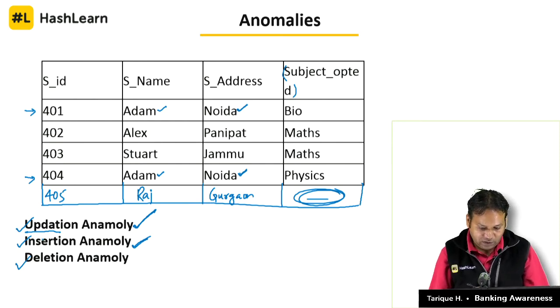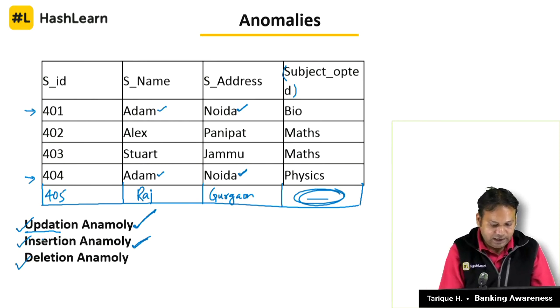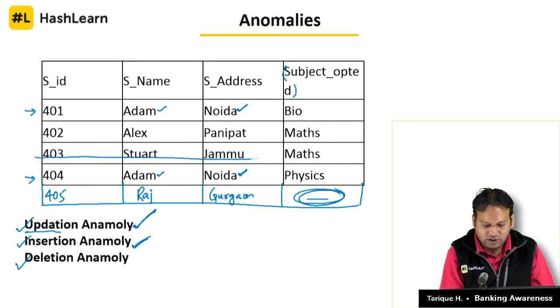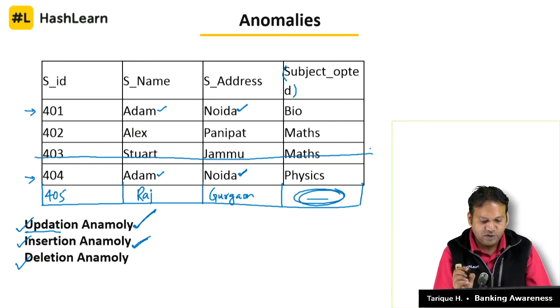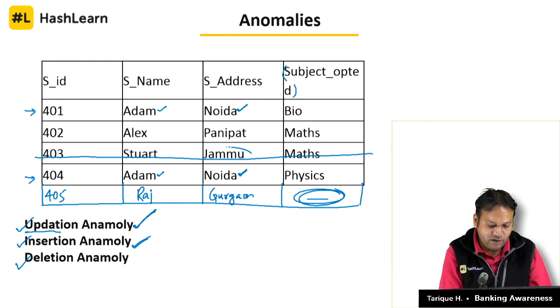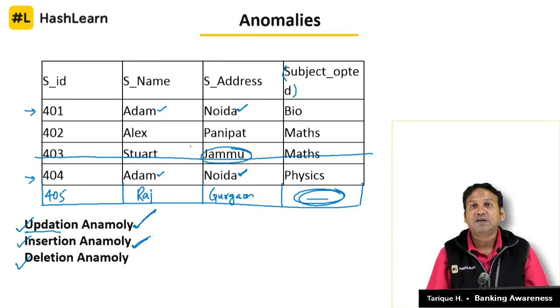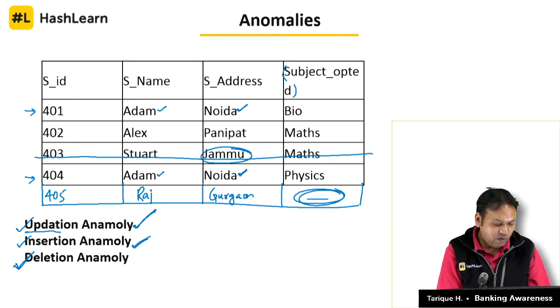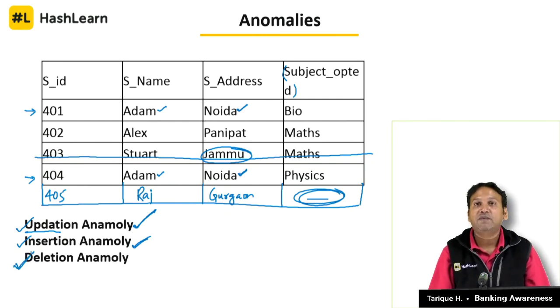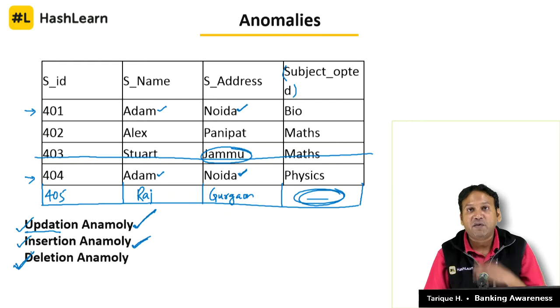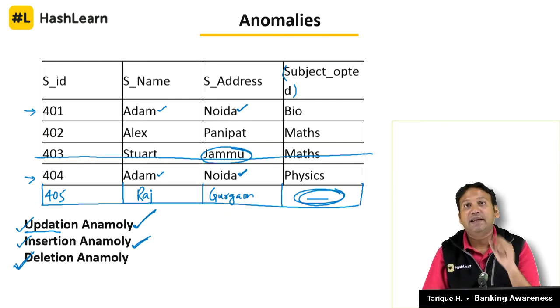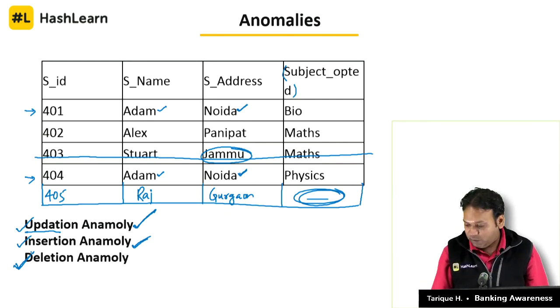And then deletion anomaly. Suppose I delete one student, for example I delete the student from Jammu. So if I delete 403 Stuart Jammu, we will have no information for this particular place Jammu, because that was only for the student Stuart. So when we remove a particular record in a table, and because of this we lose one of the attribute values, then that is called a deletion anomaly.